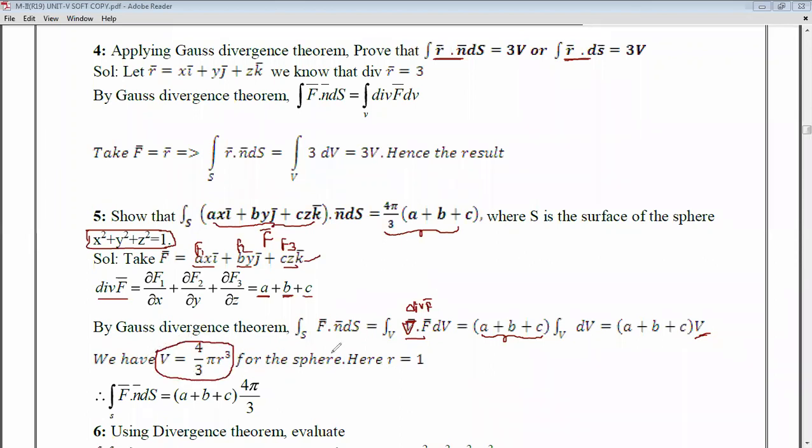But as per the given problem, the sphere equation is x square plus y square plus z square is equal to 1. It means that the radius is equal to 1. So that's why you can simply substitute 1 in place of r. Then simply what we get is 4/3 pi. So r is nothing but 1. That is all they want to show here.